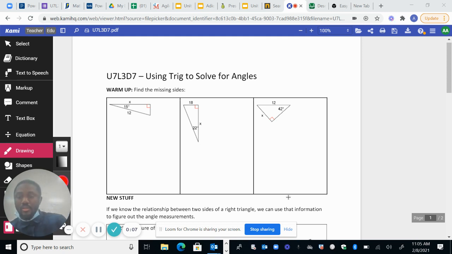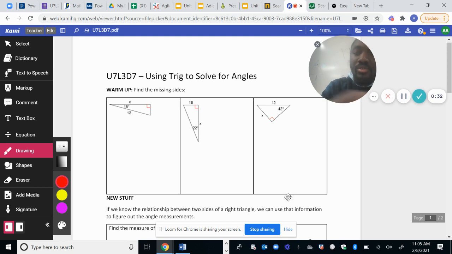Yesterday, we made use of trig functions to look for the missing side. Today, we're going to make use of trig functions to look for missing angles. And something new is going to come up today. So let's quickly recall. To find the missing side, we always use SOHCAHTOA, in the right triangle.